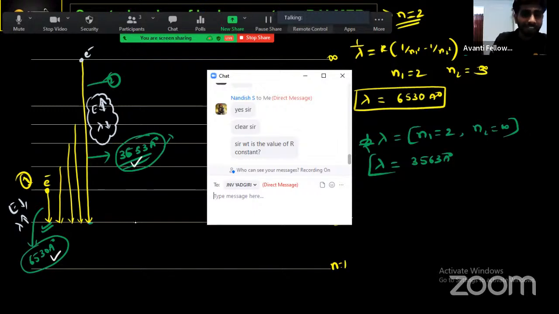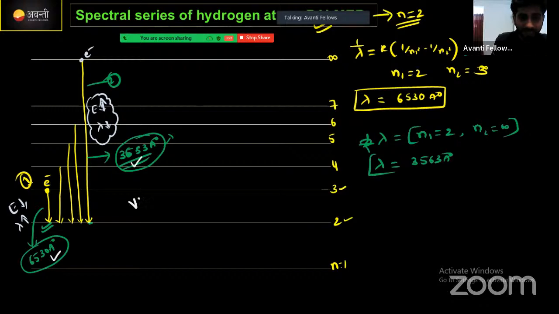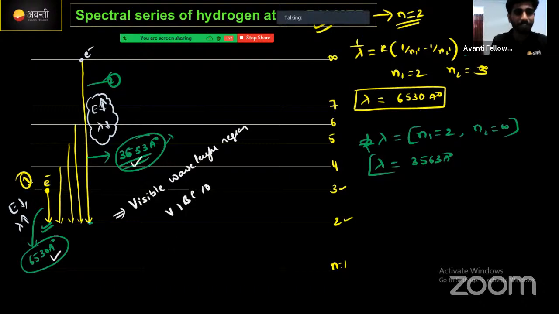Actually, guys, these two are in the visible wavelength region. Correct? Visible wavelength region, from violet to red, it is visible to us. In this order it is there. Means in the Balmer series, it gives visible wavelength of radiation. The radiation which is emitted here is in the visible range. Clear? Balmer series is clear?